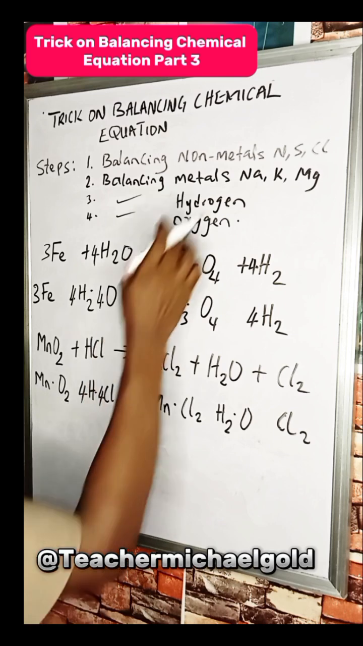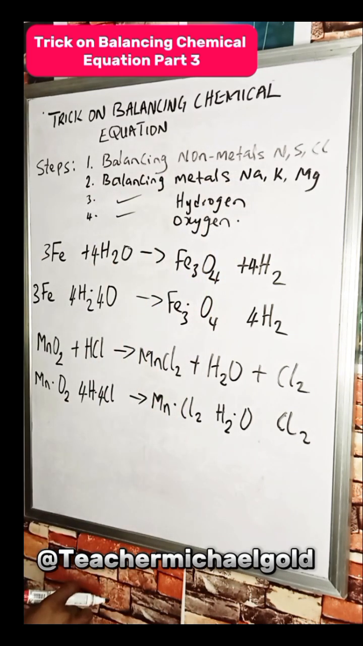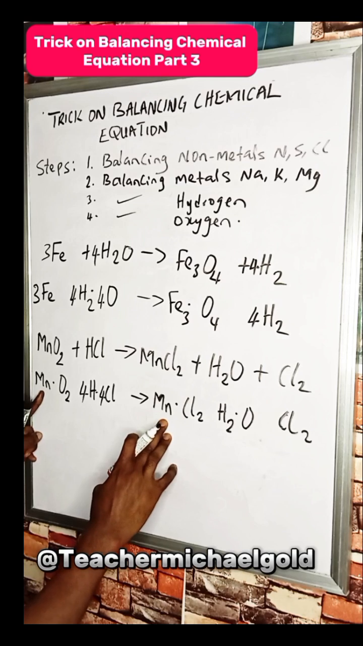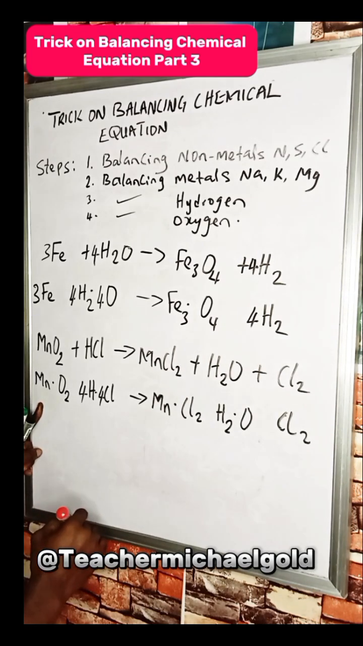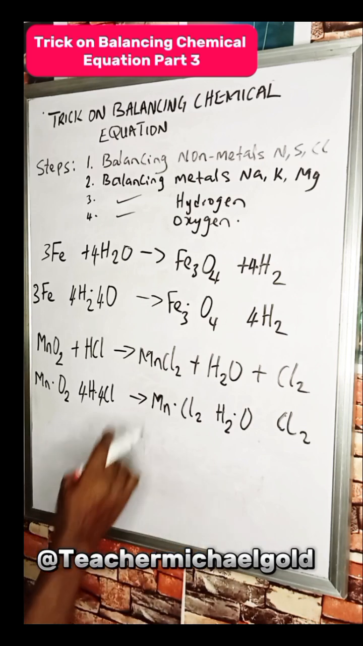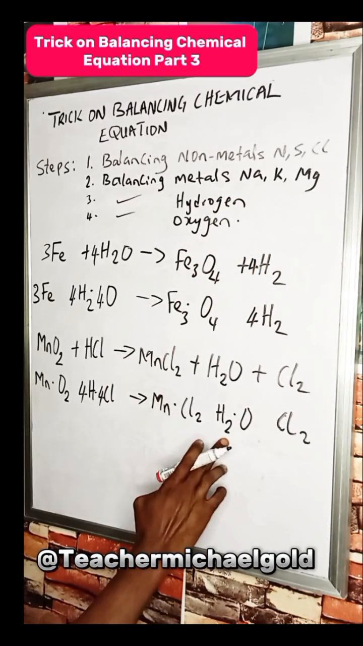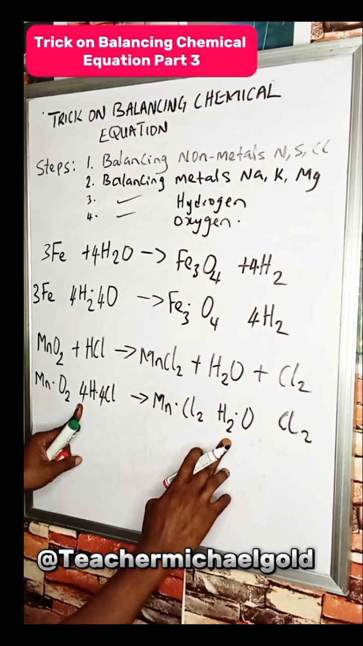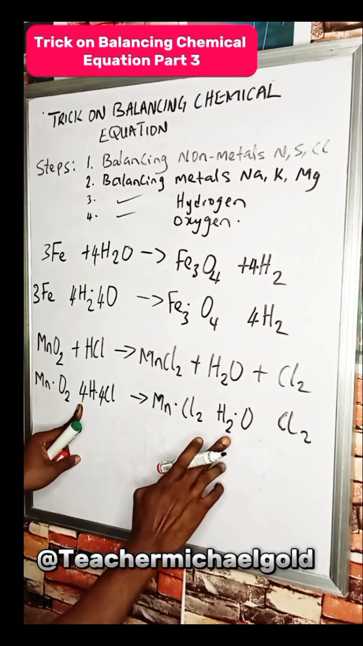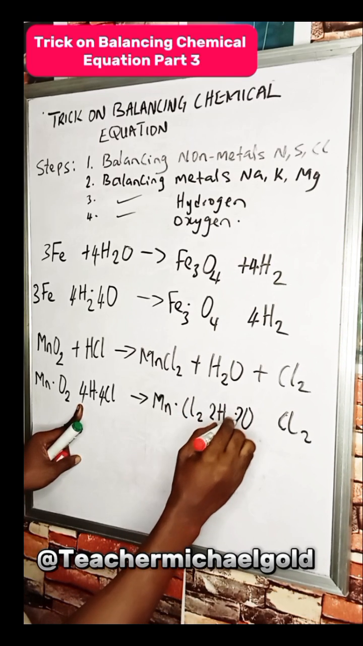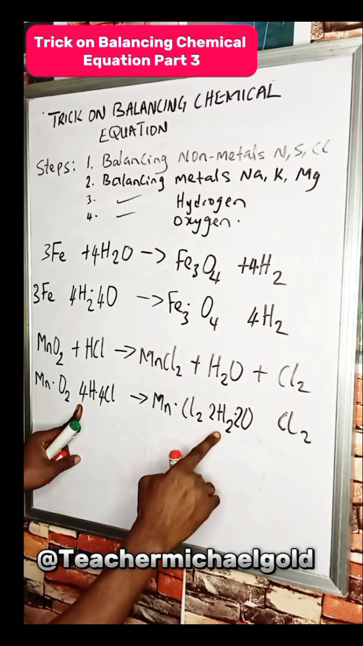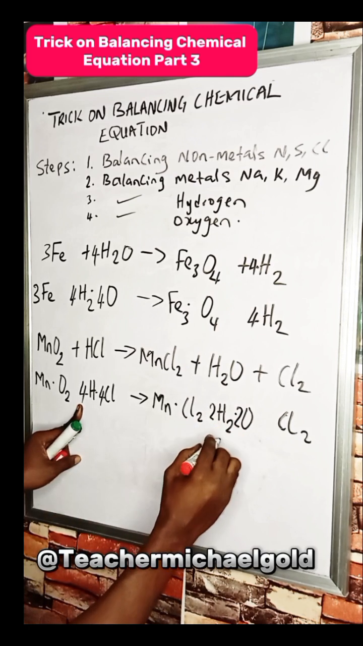The next step is to balance metals. Let's look at the metals present here. We have manganese here, and they are 1 and 1. So the manganese here is 1, and the manganese is balanced. The next thing is hydrogen. Hydrogen here is 2, while hydrogen here is 4. So what you need to do is to increase this to 4, just by adding 2 to this point, and this 2 will also affect this oxygen here. So the hydrogen here is 4.